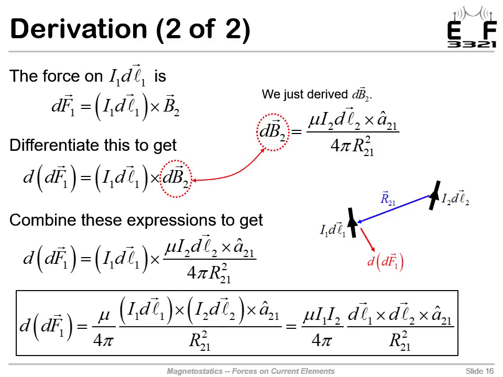So that really was our equation. There's two common forms that this is expressed. Usually the permeability is brought to the outside, and now we can see it's I1 dL1 cross I2 dL2 cross the unit vector. Or we can also bring out I1 and I2 so that it's just dL1 cross dL2 cross the unit vector connecting the two current elements. And this one maybe looks a little bit cleaner. So that's really our final expression for the double differential for force.